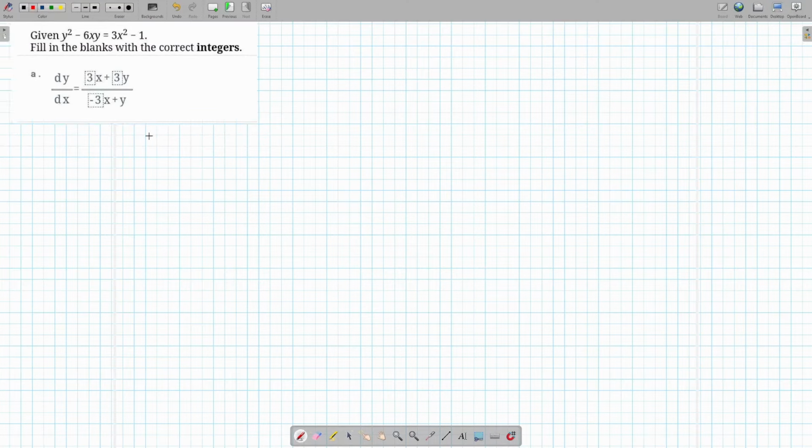Let's go. y squared minus 6y equals 3x squared minus 1. We want to find the derivative. So we derive both sides, right? The derivative dy by dx is the same thing as saying find me y prime. So let's find y prime. All you have to do is derive both sides. Let's derive the left side. What's the derivative of y squared? It's 2y y prime.